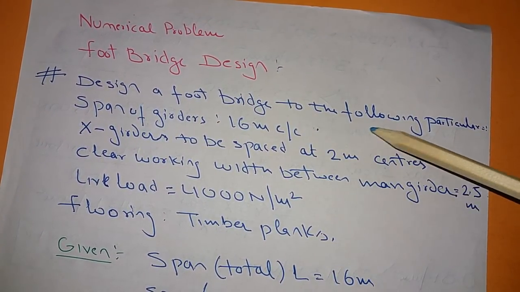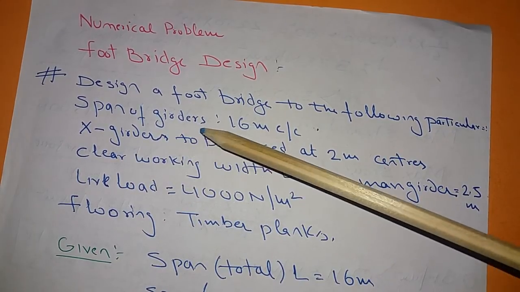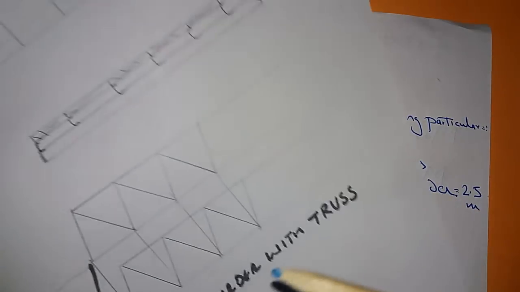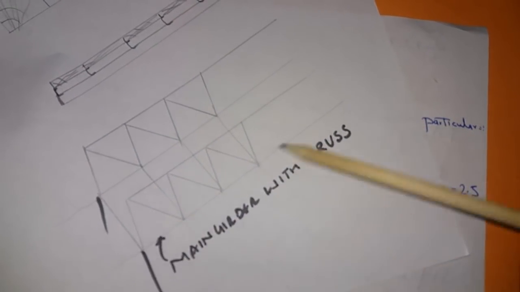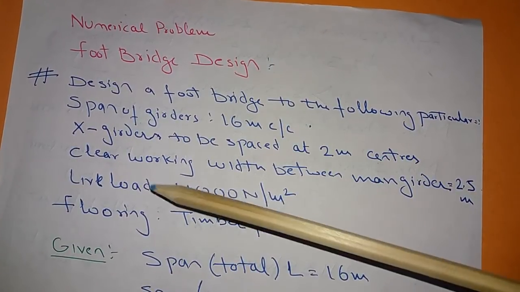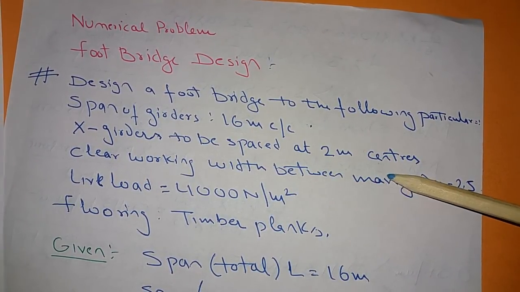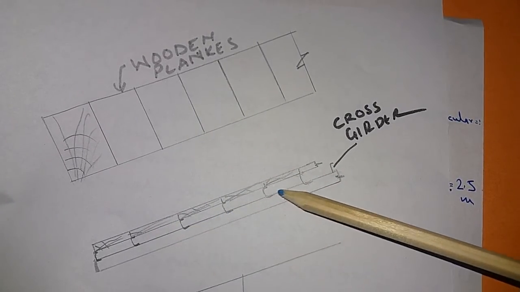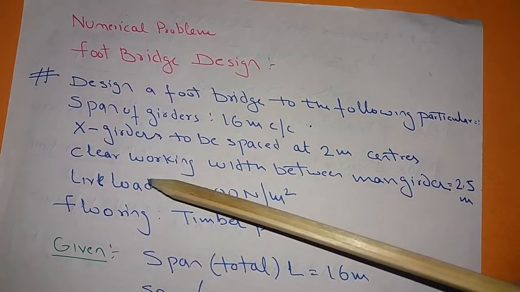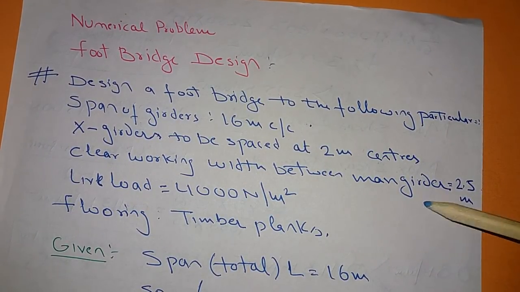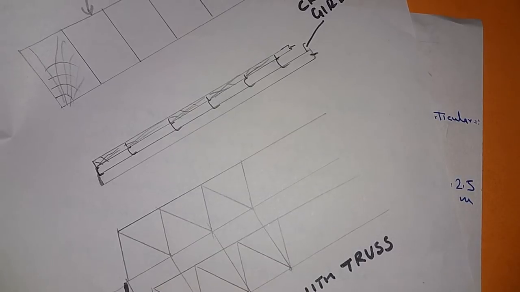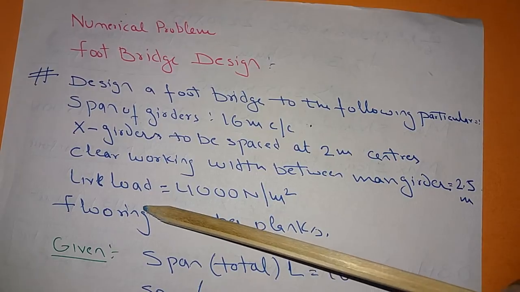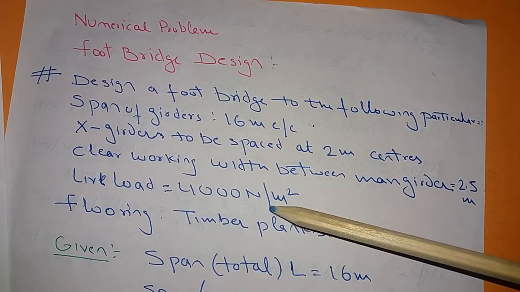Design a footbridge to the following particulars. Span of girder is 16 meter. Cross girders to be spaced at 2 meter center to center. Cross girders means these cross girders, 2 meter center to center. Clear working width between main girders, it means this one is for walking, clear walking width, that is 2.5 meter. The live load is given as 4000 Newton per meter square.